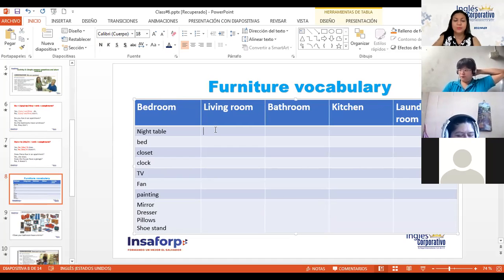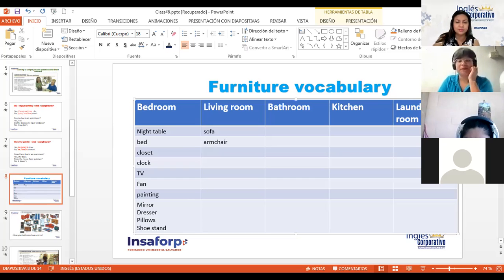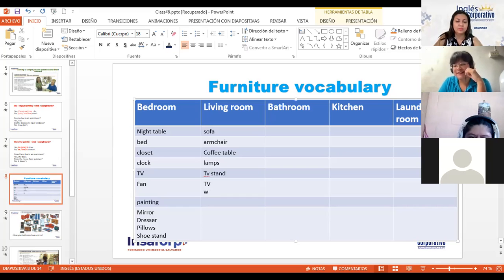Okay, what about the living room? What objects can you find in the living room? Sofa. The sofa. The armchair. It's different, the sofa from the armchair, because the armchair only is for one person. And in the sofa, 2, 3, 4 people can sit. Coffee table. Okay, you can also have a coffee table. Excellent. What else? Lamps. What about a TV stand? A television. Windows. Curtains.